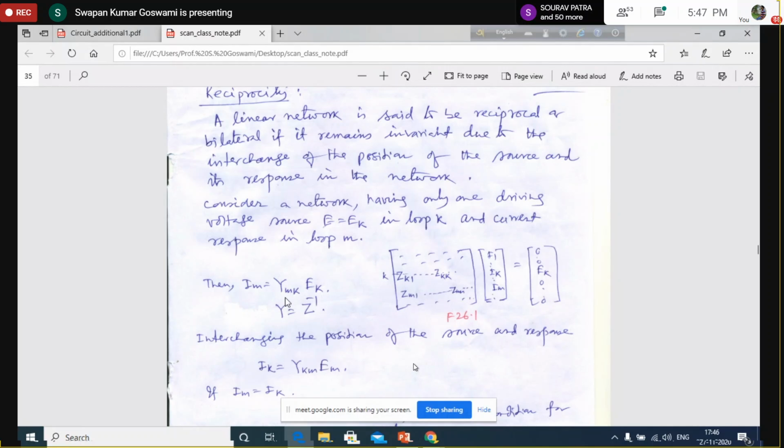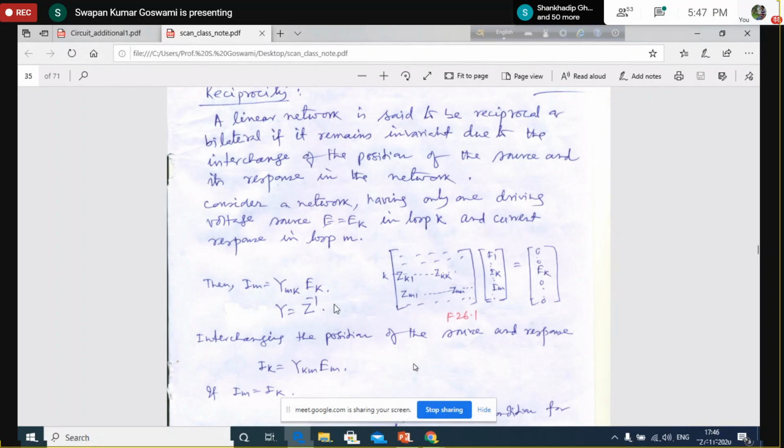How is this admittance matrix formed? By taking the inverse of the impedance matrix, and Ymk means the mth row, kth column of that matrix. So by putting a voltage source at loop k, we are measuring the current at loop m. That current is Im equals Ymk Ek.